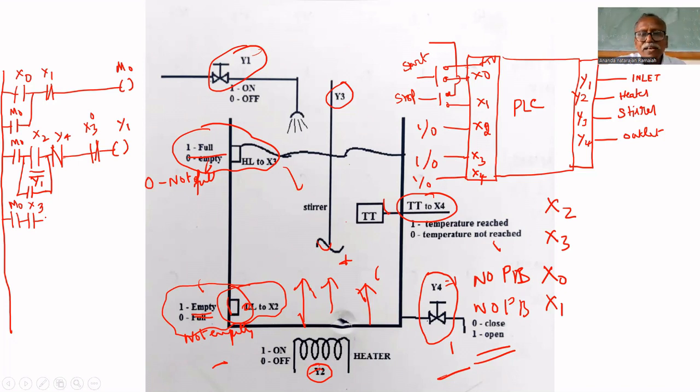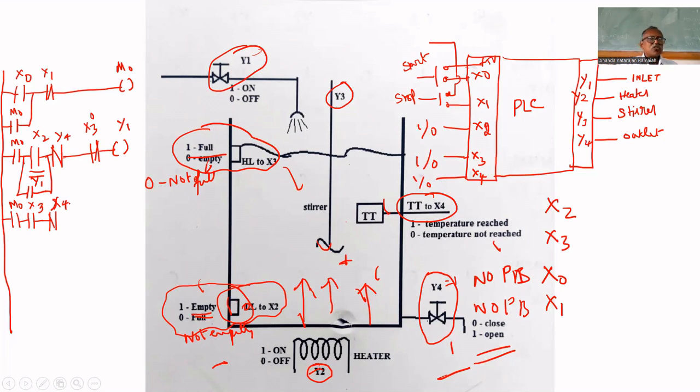That's why what is the value of X4? It is 0. So it should give 1 to turn on the heater. That's why we have to put X4 not, because now X4 is 0. We have to convert this into 1. Now it will give 1. M0 is 1. X3 is 1. X4 bar is also 1. Can I turn on the heater? Yes, we can turn on the heater.